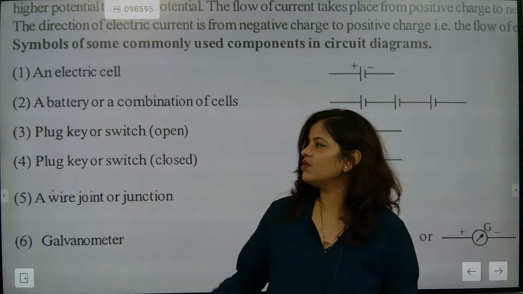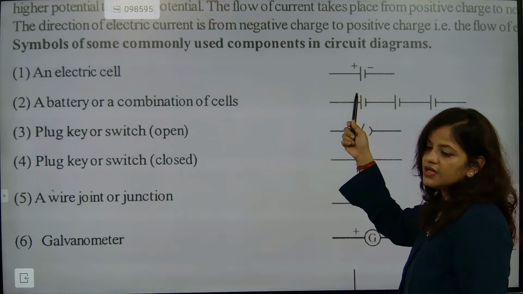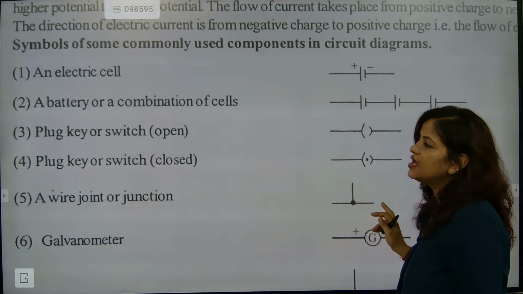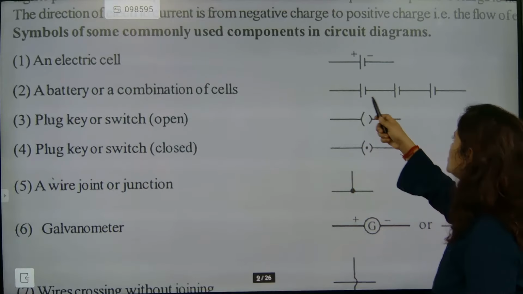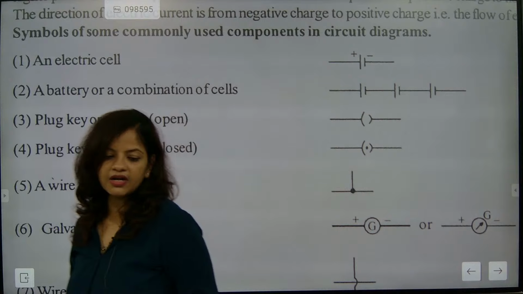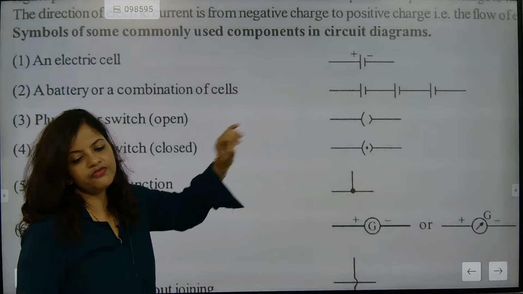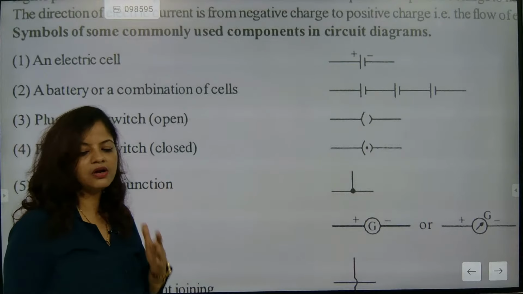Like a cell, with one positive terminal and one negative terminal. Only a single one will be there. You see, it is only single. It is drawn as plus and minus. Now next, a battery or combination, where two or three cells will be there. The last part is the positive terminal, another part is the negative terminal. So this is a battery, or combination of cells.